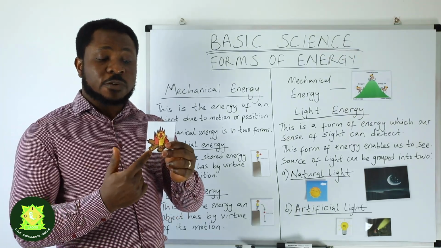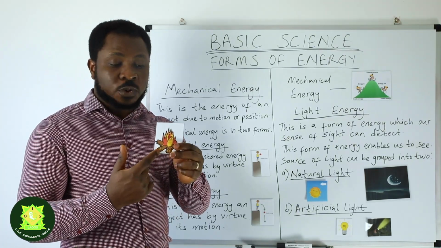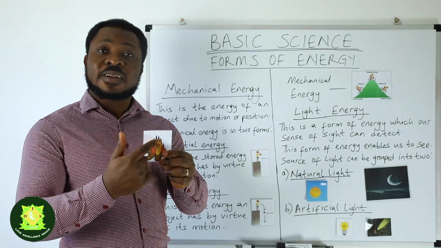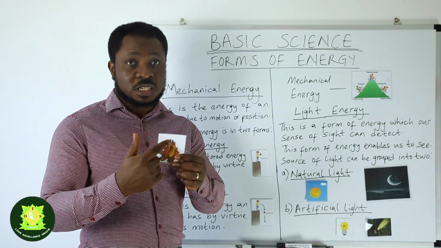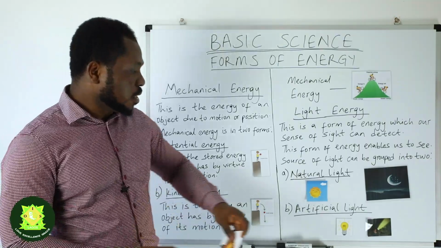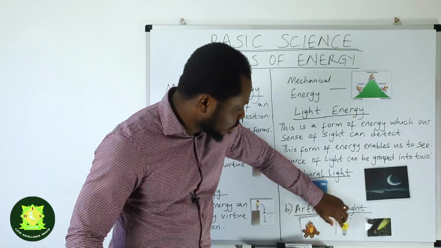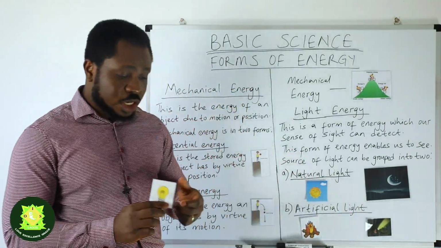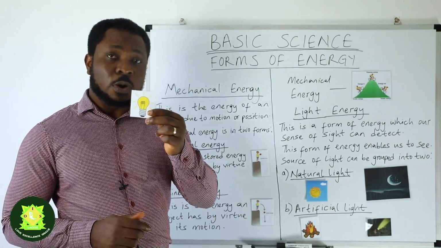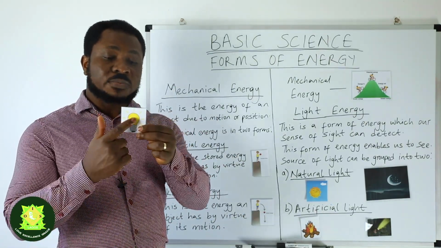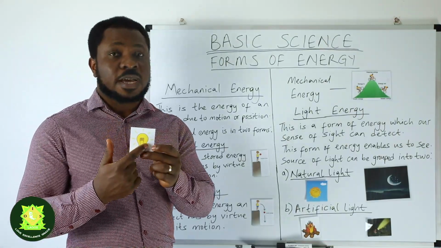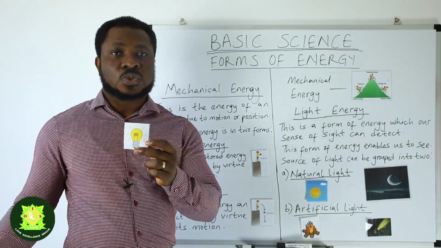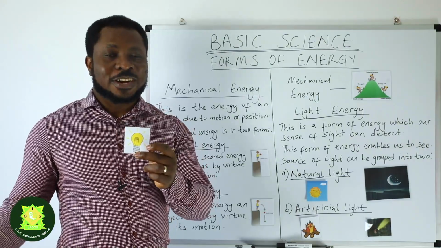So this is a combination of chemical energy, which is the fuel, the wood, and light energy, which is the fire. But we are talking about light energy, which is this fire that enables us to see. Also, we've got here an example of artificial source of light, which is a light bulb. However, this light bulb can be powered by electrical energy. So the bulb is an artificial source of light that is attached to an electrical source, to electrical energy.